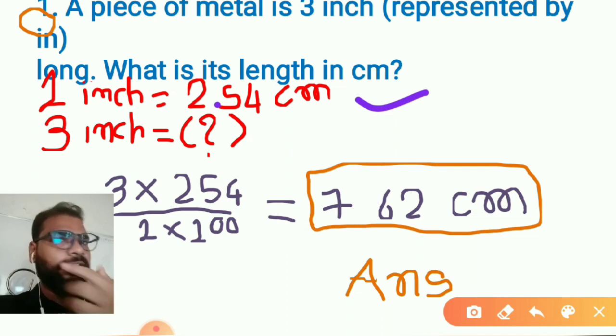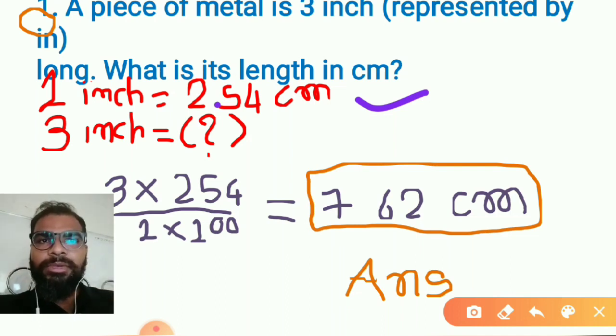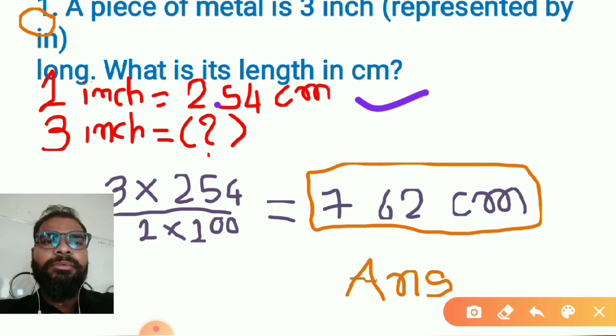So cross multiplication, 3 into 254, this decimal point we have removed and we have kept 100 at the bottom. If you multiply 3 into 254 and divide by 100, then you will get the answer, that is 7.62 centimeter. So this would be the answer.